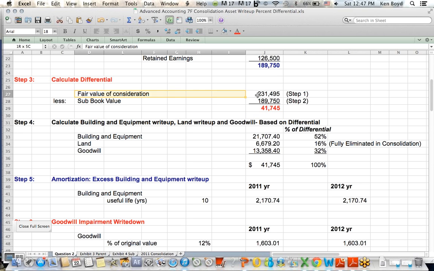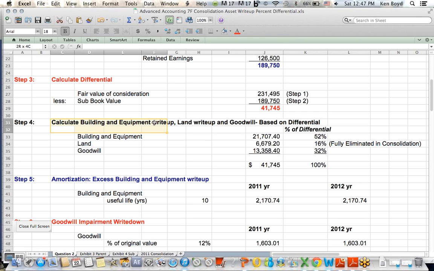So in step three, I can take the data that I figured out so far and compute the entire differential, which is the fair value of the consideration in step one, less the sub's book value, which is the equity section of the balance sheet in step two, and that happens to be $41,745. Now, here's the tough part of the question.